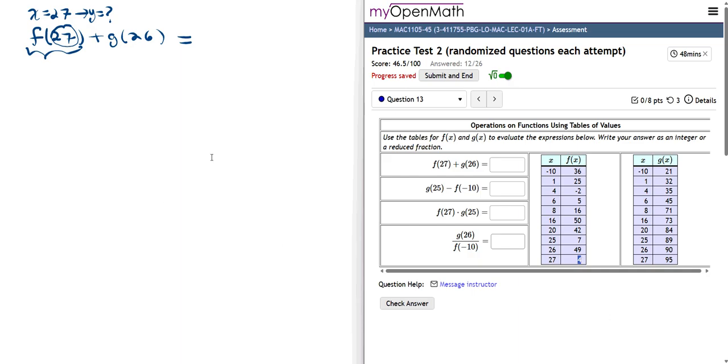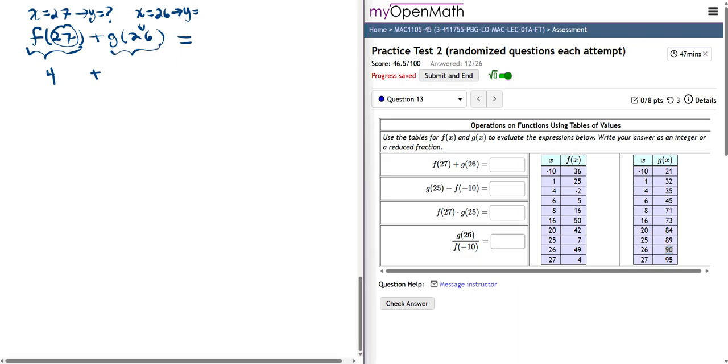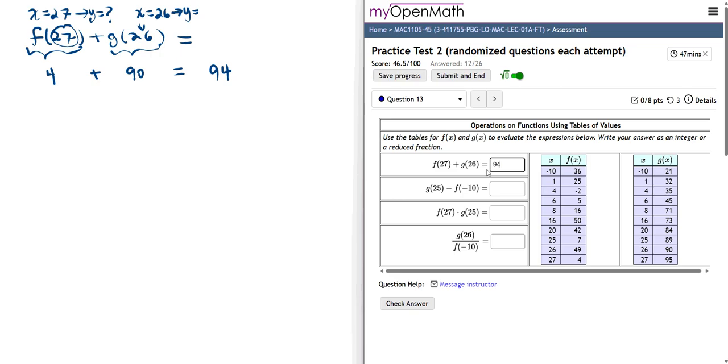So I'm going to replace that f of 27 notation with just 4. Now I'm going to do the same thing for the g function. The g function shows an input of 26. So I want to know what is the y value on the g table. In the table with the g of x function, I'll find where x equals 26 and then look across to its corresponding y value, which is 90. So I'm going to replace g of 26 with 90, and then that simplifies. 4 plus 90 is 94. So that'll be my first answer.